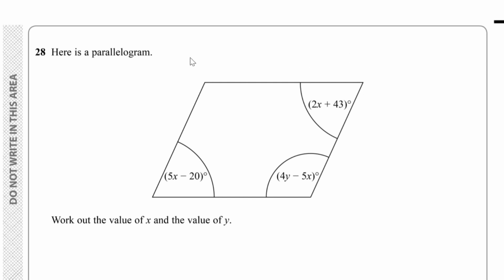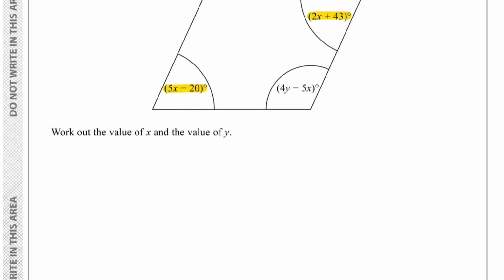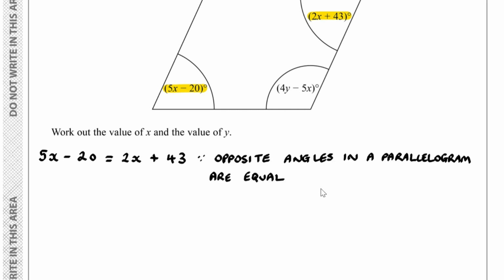Question number 28. Here is a parallelogram, and we have to work out the value of x and y. Well, the 2x plus 43 will equal the 5x minus 20. So we've got 5x minus 20 equals 2x plus 43. And the reason for this is because the opposite angles in a parallelogram are equal.